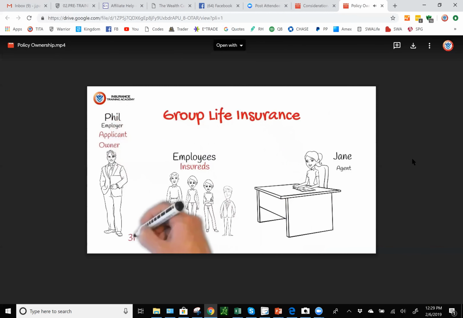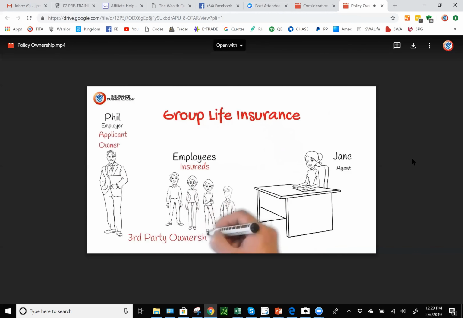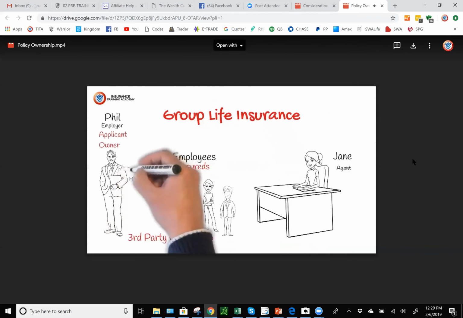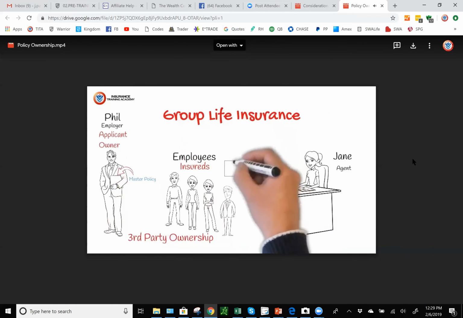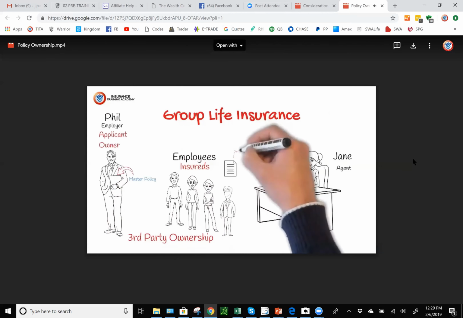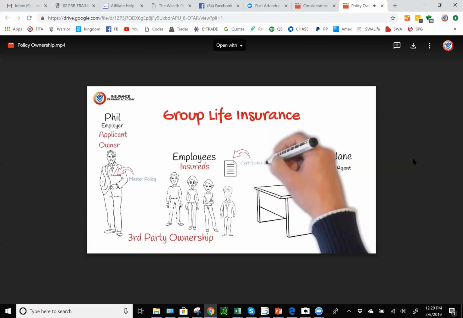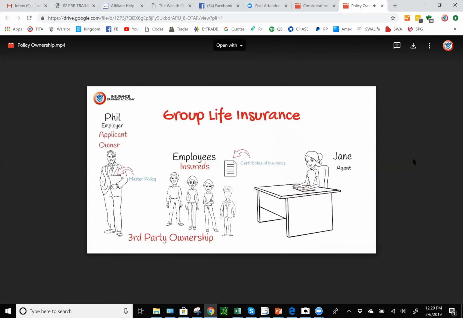Now, it's important to note in this example that since Phil, the employer, is the owner, he gets a master policy. Employees, since they don't own it, do not get a policy. What group participants do get are certificates of insurance. And this is very important to note for your test that group participants get certificates of insurance.